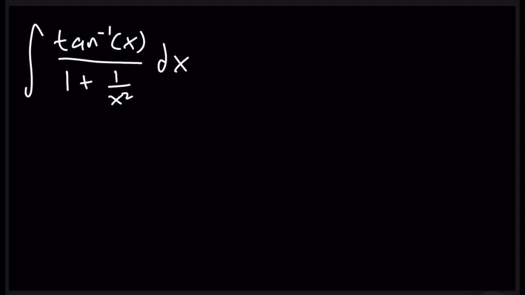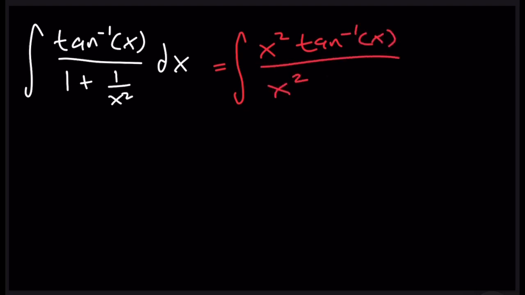Alright, let's try something a little trickier. We have the integral of tan inverse x over 1 plus 1 over x squared. So let's just rewrite this integral. I'm going to write it as the integral of x squared tan inverse x over x squared plus 1. So we just multiplied the top and bottom by x squared over x squared. Sorry, I forgot a dx.